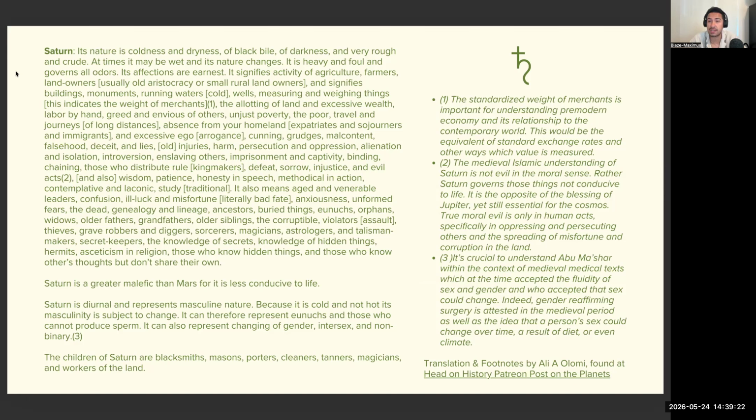And we're also told quite literally that it's crucial to understand that Abu Mashar, within the context of medieval medicinal text, which at the time accepted the fluidity of sex and gender, and who accepted that sex could change. Indeed, gender reaffirming surgery is attested in the medieval period, as well as the idea that a person's sex could change over time as a result of diet or even because of climate, which is very important.